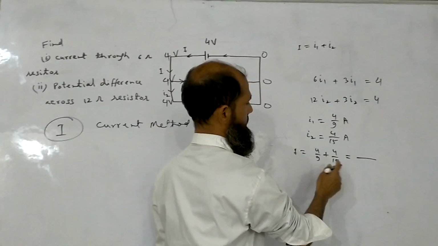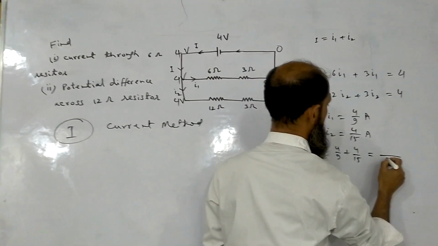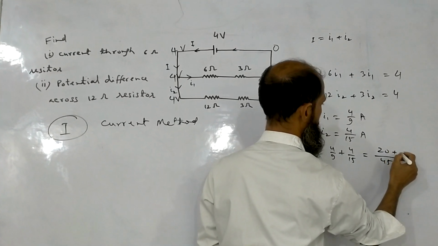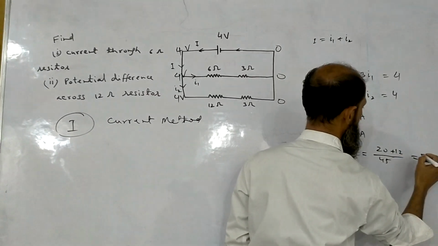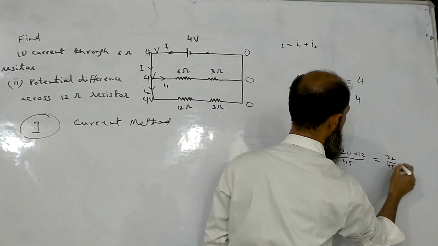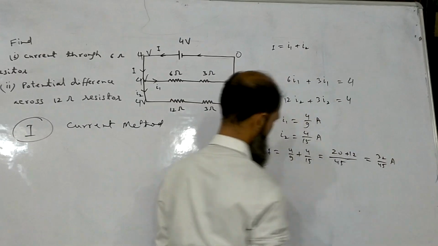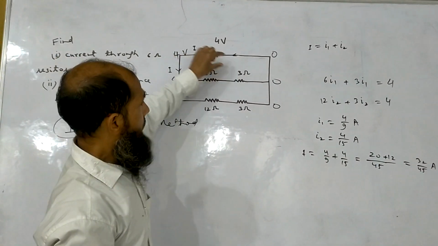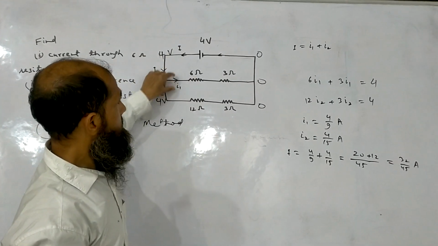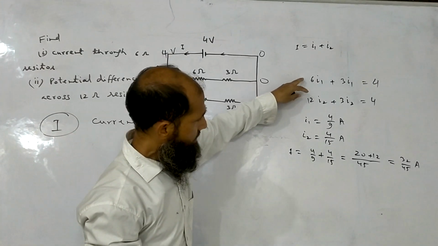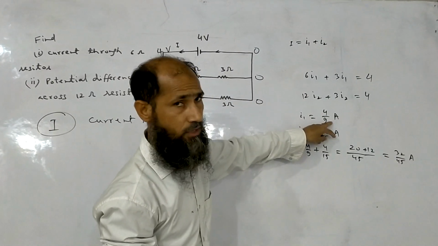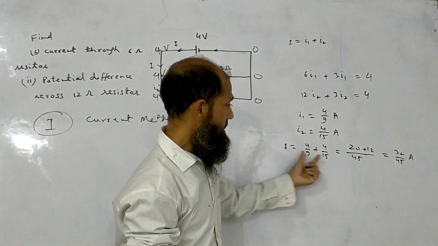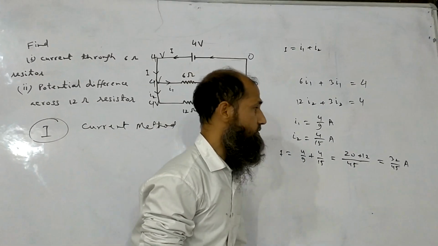How much? 32 by 45 ampere. So this is the net current passing through this battery. I is equal to I1 plus I2. I1 we have already found from this equation, which is equal to 4 by 9 ampere, and I2 from this equation, which is equal to 4 by 15 ampere. And adding up we get I is equal to 32 by 45 ampere.